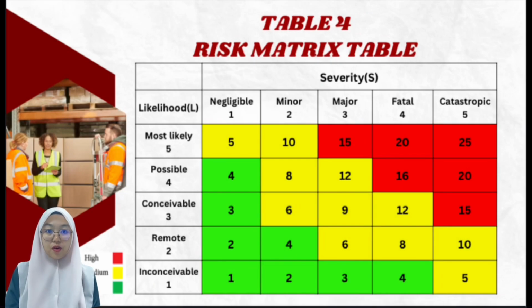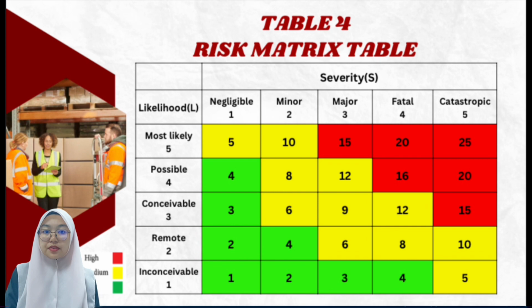Next, Table 4, Risk Matrix Table. Risk can be calculated by using the formula: relative risk is equal to likelihood multiplied by severity. As for example, likelihood is inconceivable, which is 1, but the severity is negligible, which is also 1.